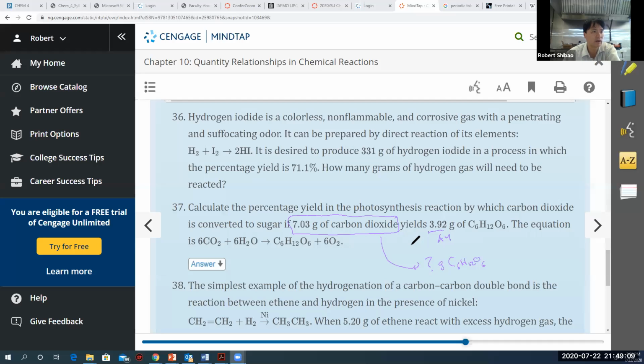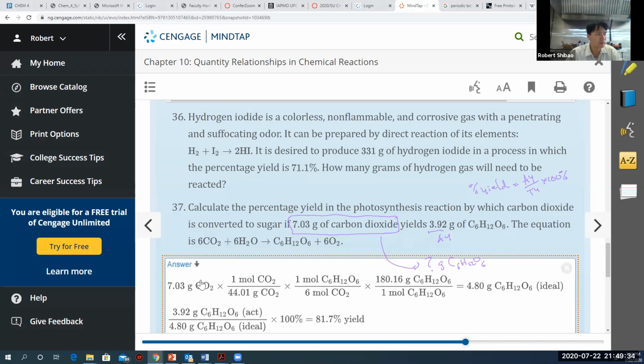And that way we can figure out the percent yield, because the percent yield is given by this equation: the actual yield divided by the theoretical yield times 100%. And so we're just going to use stoichiometry to figure out what the stoichiometric amount of sugar should have been. How much sugar should we have made from 7.03 grams of carbon dioxide? So grams of CO2 to moles of CO2, moles of CO2 to moles of sugar to grams of sugar.